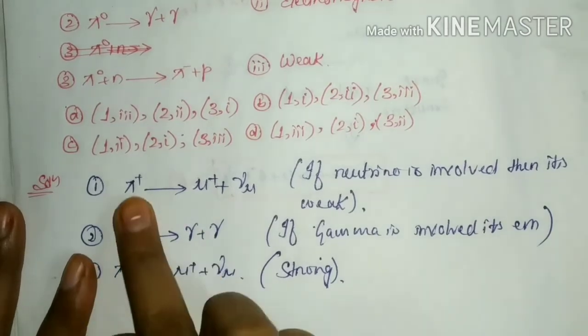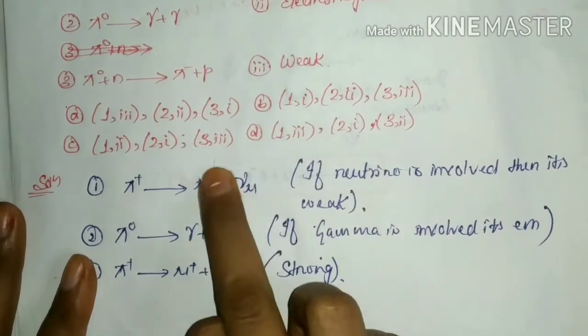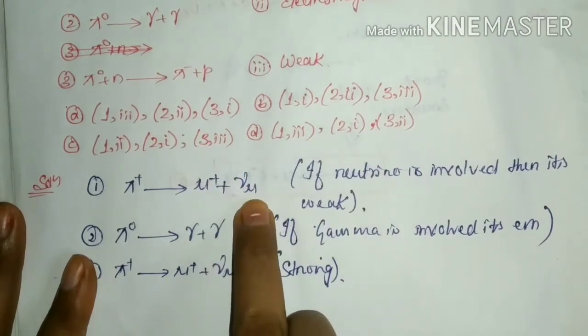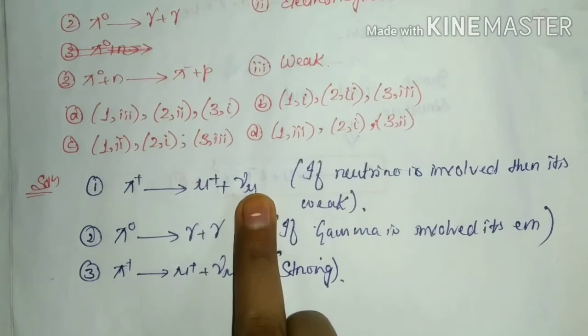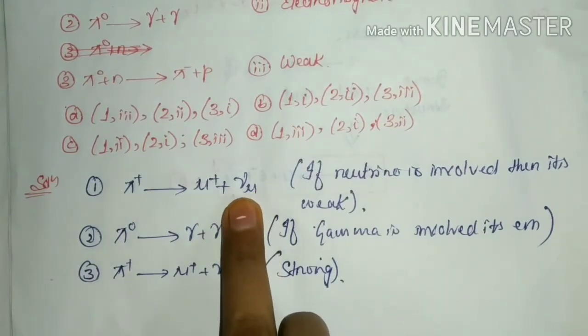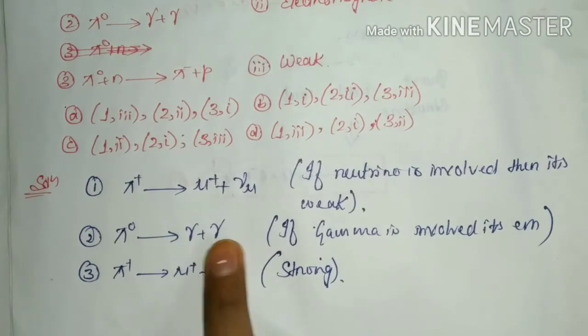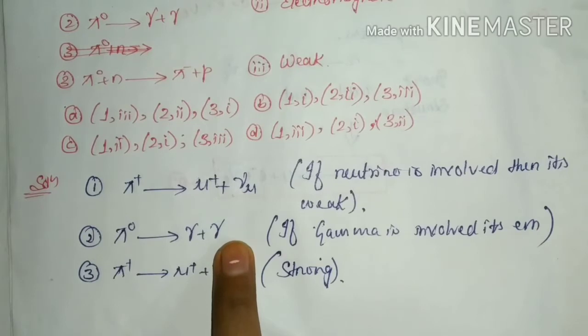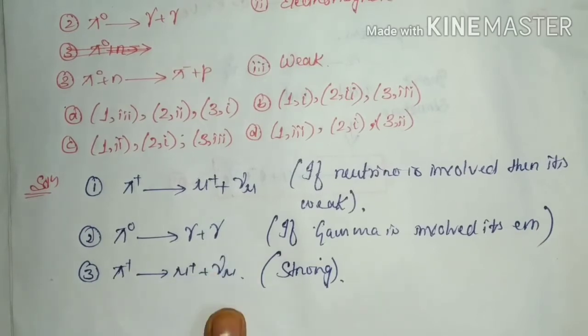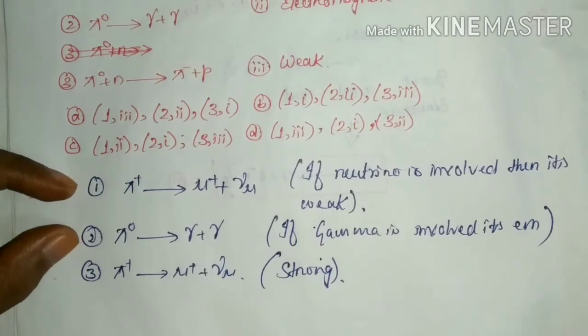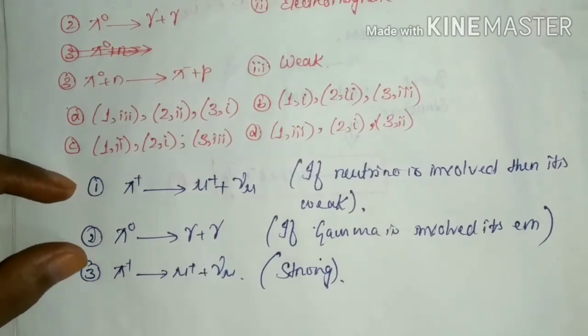So in the first reaction, you can see this is a muon neutrino, right? Whenever neutrinos are involved, it will be a weak interaction, right? So the first one is weak. The second one is what? Here gamma is involved. So whenever gamma is involved, you have to keep in mind that the interaction will be electromagnetic. And the third one is obviously strong, because one is weak and the other one is electromagnetic. So the third one will be strong.